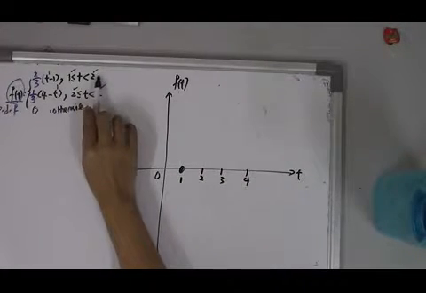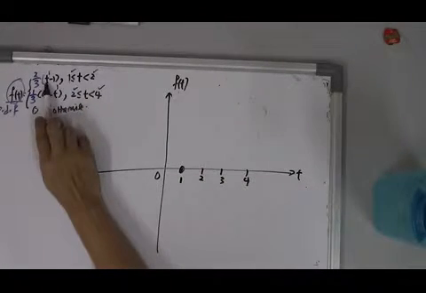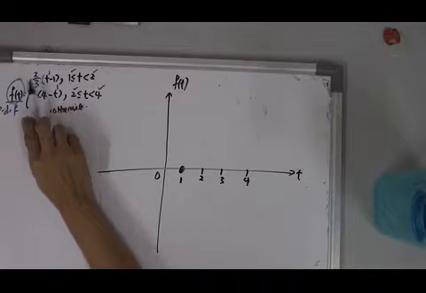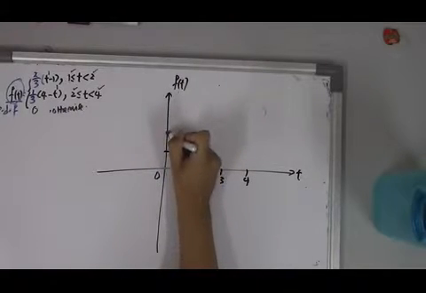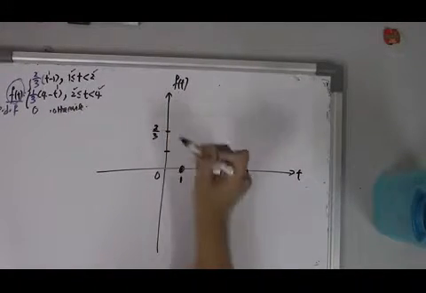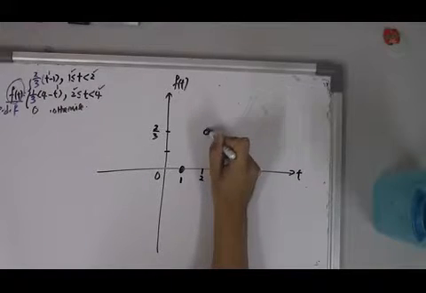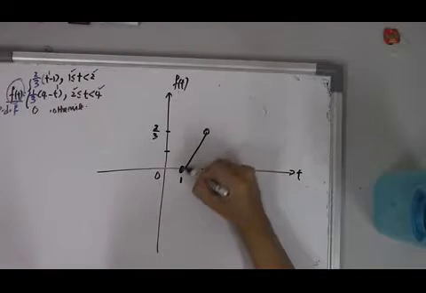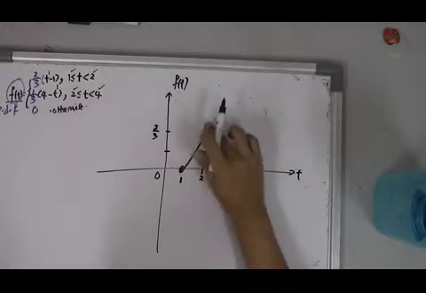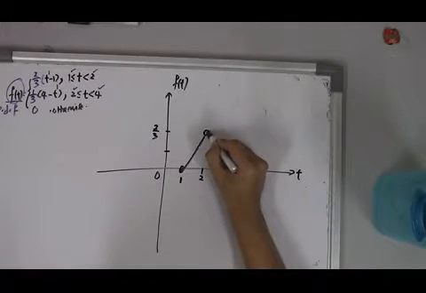After that, substitute 2 inside here. 2 minus 1 is actually 1. 1 times 2 over 3, you will get 2 over 3. So here will be 2 over 3. At 2 it will be 2 over 3. So you just draw a straight line. It will be a straight line, right? You just need these two points to sketch the graph.